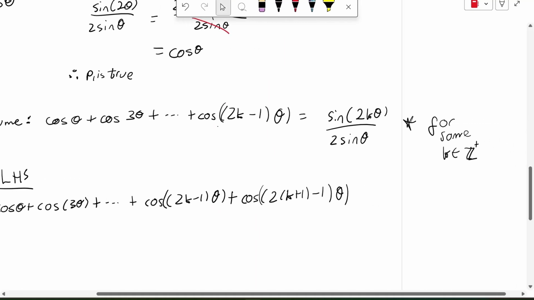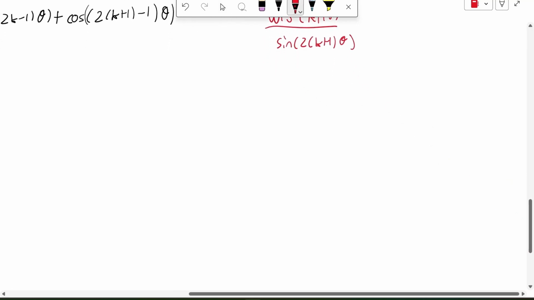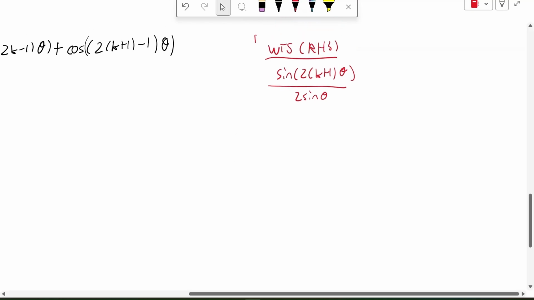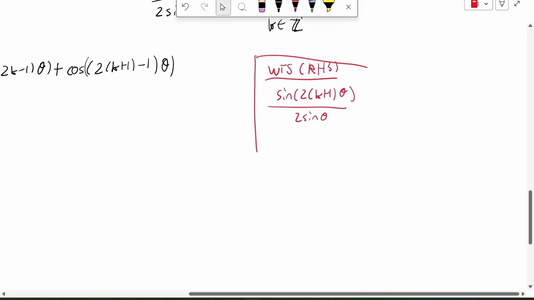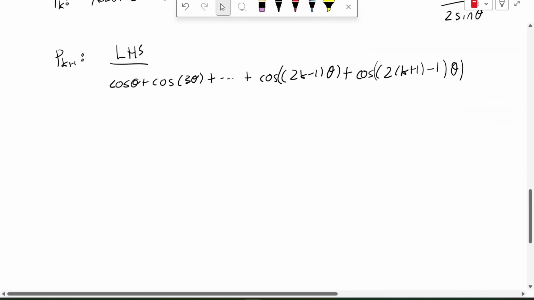Now, let's do our want to show step. So our want to show, in other words, is our right-hand side when we let n be k plus 1. So that is sine of 2 lots of k plus 1 theta, and then on the bottom, 2 sine of theta. Now we might simplify that down a little bit after, but I'll just leave it out there for now. Wonderful. Okay, let's continue working with our left-hand side.